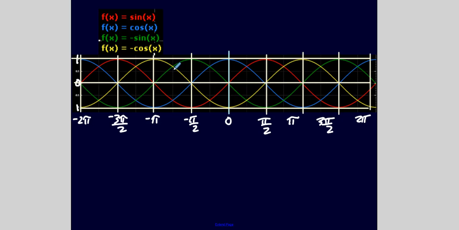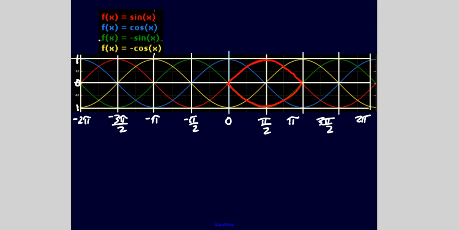Alright, so here I've got four graphs. So sine x is in red, cosine x is in blue, and then negative sine x is going to be a reflection of sine x over the x-axis. So here's sine x again. Notice that negative sine x is a reflection of sine x over the x-axis.